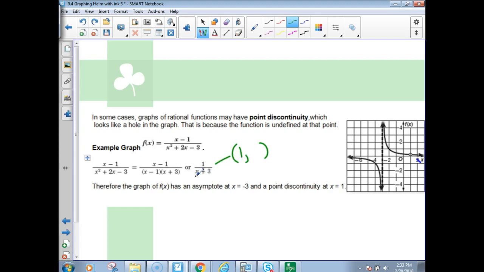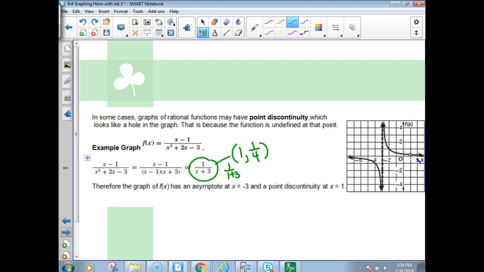So what would I get if I plugged in 1 into this? I would have 1 over 1 plus 3, which would be 1/4. You see how it's really close here to the x-axis? That's where the hole is. So what you have to do is put a hole, sort of like, remember when we did the piecewise graphs? We had to have a hole at the end of one of them where it was not included.